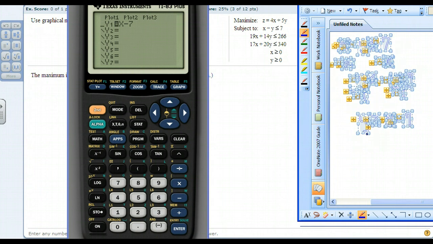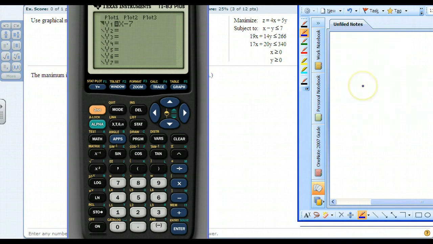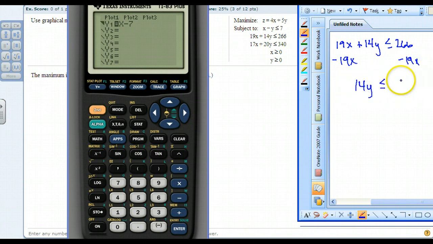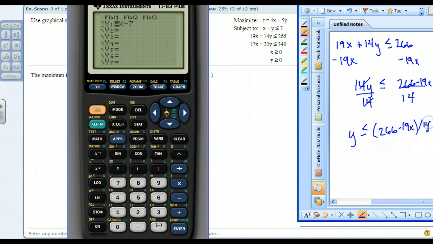Alright, back over here. The next one I've got is 19x plus 14y is less than or equal to 266. Okay, so bring the x over first. So 14y is less than or equal to 266 minus 19x, and then I'm going to divide by 14. Now, when you use your calculator, you can literally just put it in there like that.